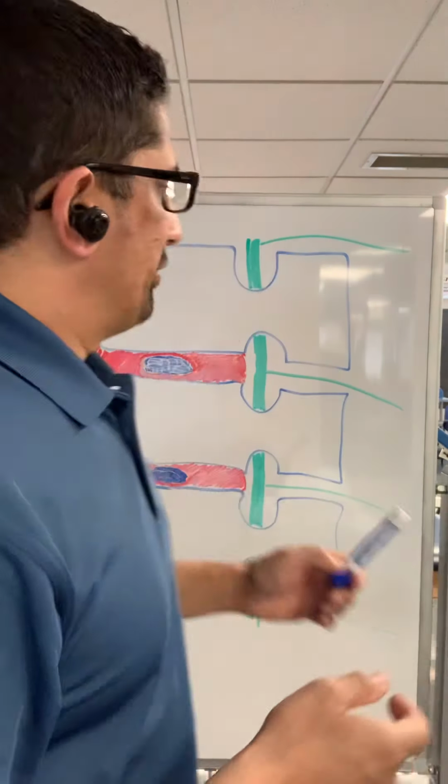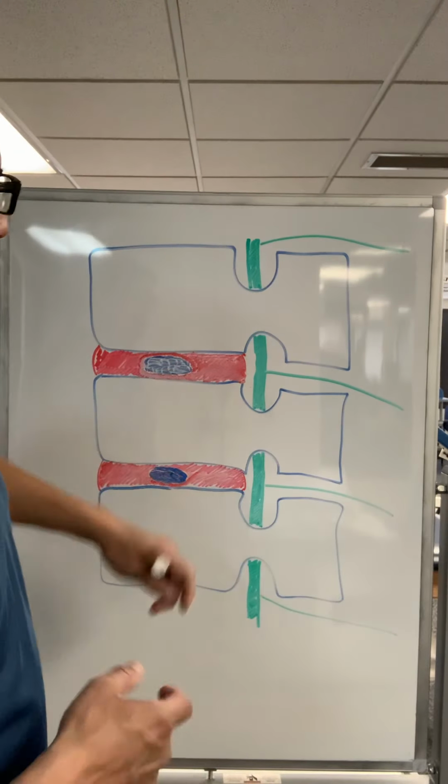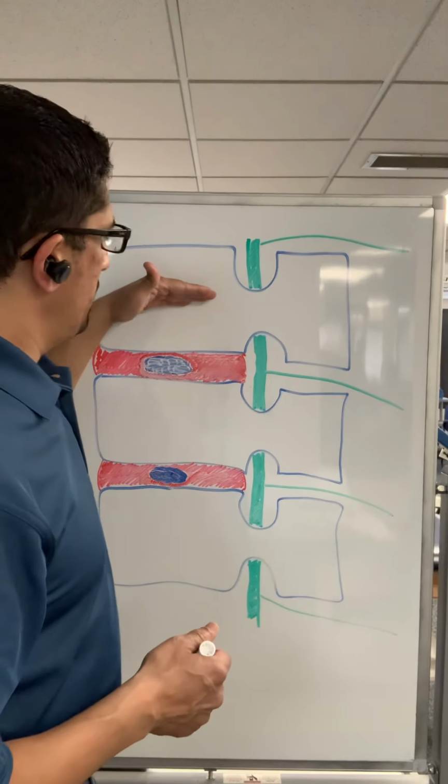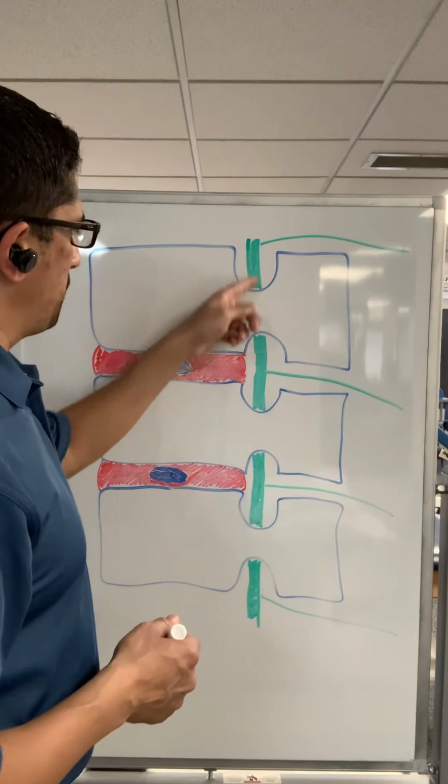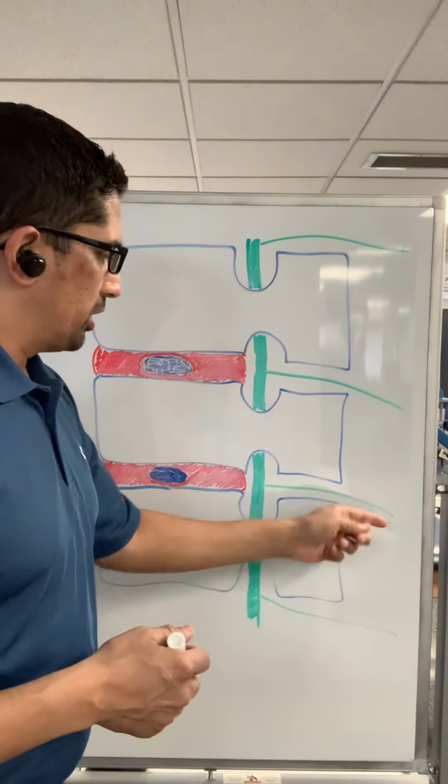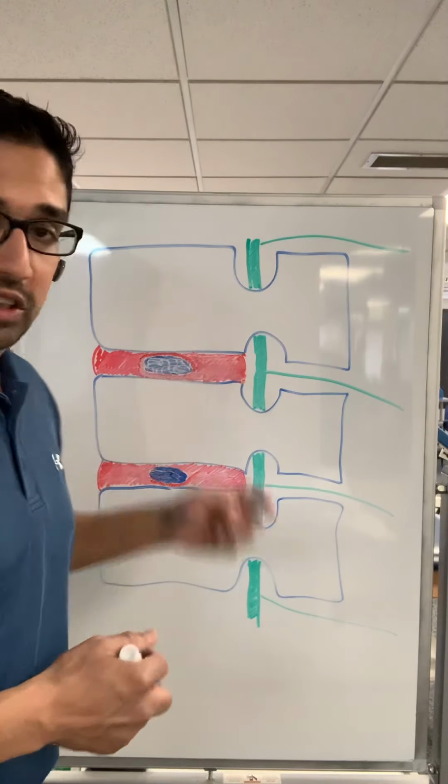Here to talk to you about another one of the most common causes of lower back pain and sciatica, and that is the herniated and bulging disc. What I've drawn here for you is a diagram of the spine. You have the vertebrae, you have the discs, you have the spinal cord, and you have the nerves that come out of the spinal cord at every disc level.